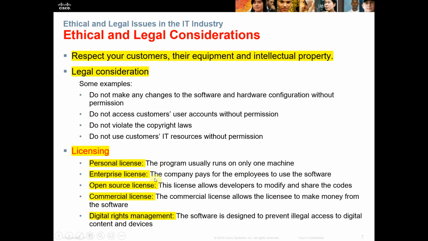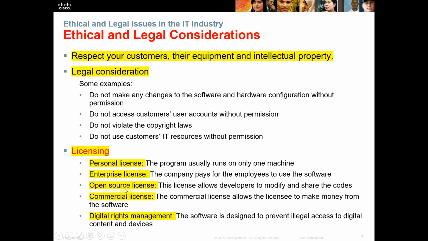Enterprise license. The company pays for the employees to use the software. When you go and work in a company, you will be using software which will be under the enterprise license, where you need not pay for it. The company will pay a bulk amount for the products and keep on using them. Such a type of license is called an enterprise license.